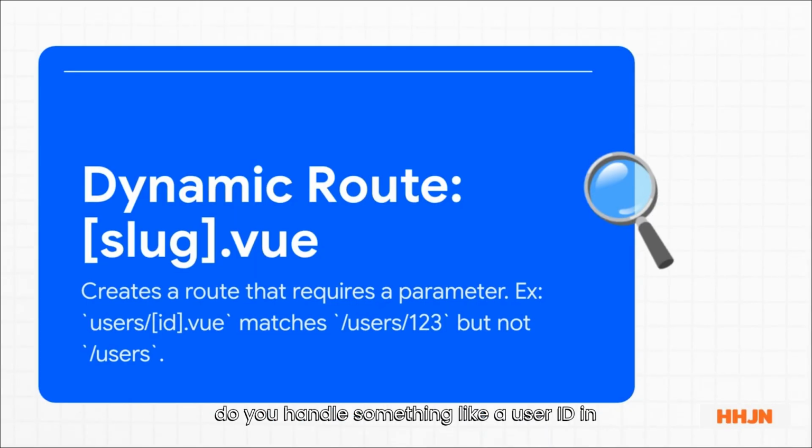So how do you handle something like a user ID in the URL? It's all in the file name. You just wrap a part of the file name in square brackets. So a file named [id].vue inside a users folder tells Nuxt, hey, this part of the URL is a variable and it's required. This route will match /users/123, but it won't match /users by itself because that ID is missing.